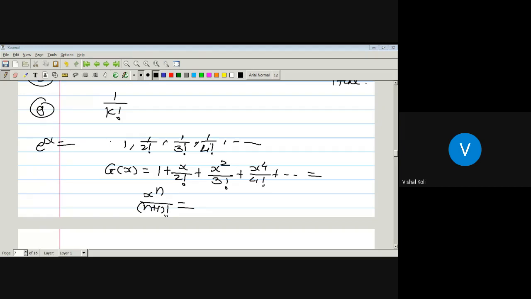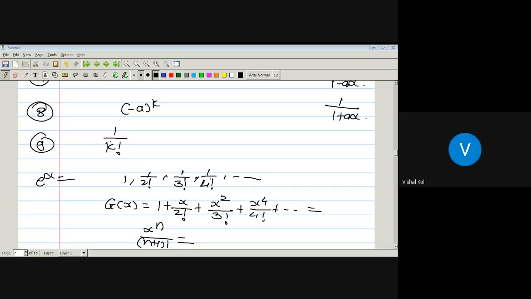As the e raised to x, sir, 1 plus x plus x square by 2 factorial, like that. Okay. Whether this sequence is correct.